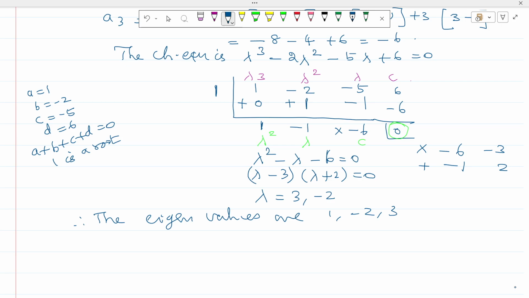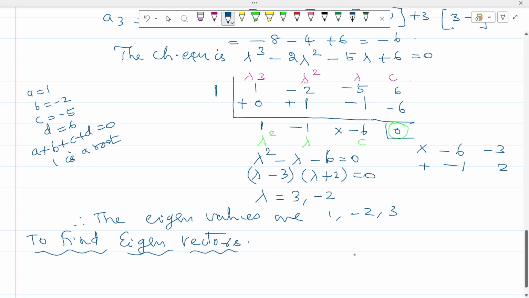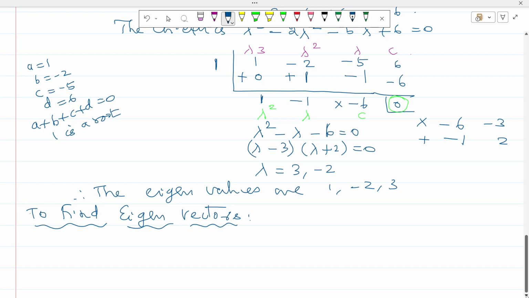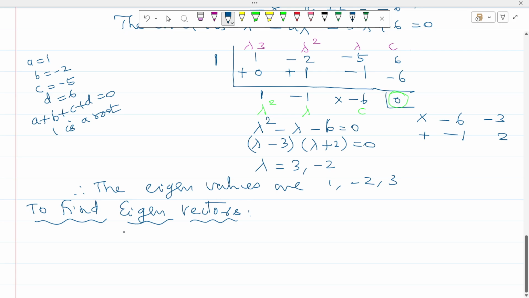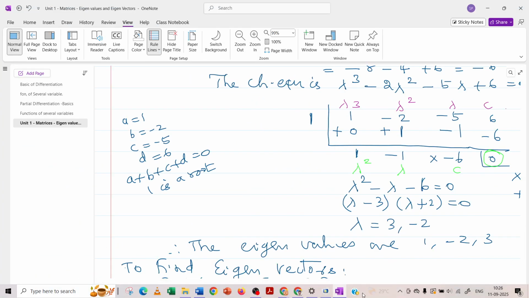Now we have to find the eigenvectors. So write the heading: find eigenvectors. So how to find the eigenvector? You have to substitute each value of lambda in the characteristic equation. The characteristic equation is A minus lambda I into x equal to 0.